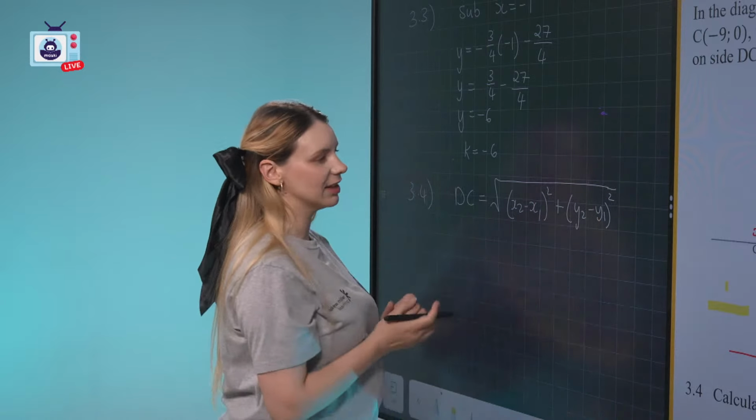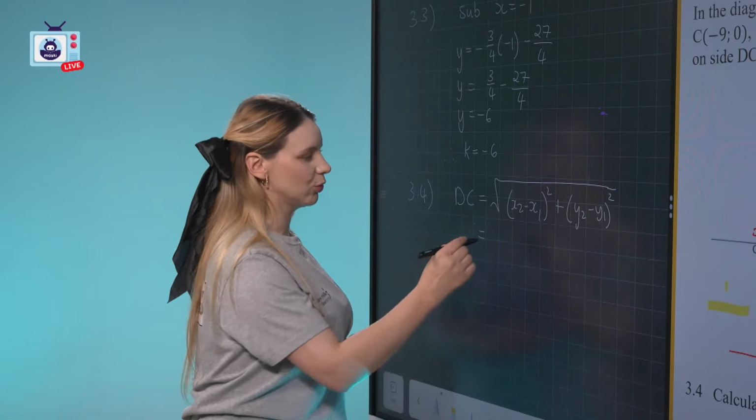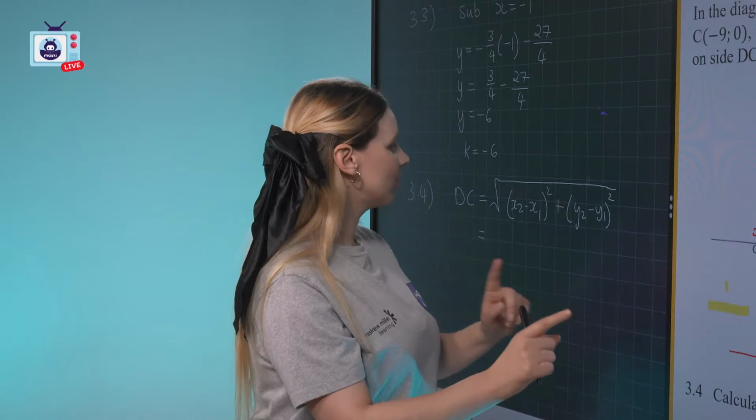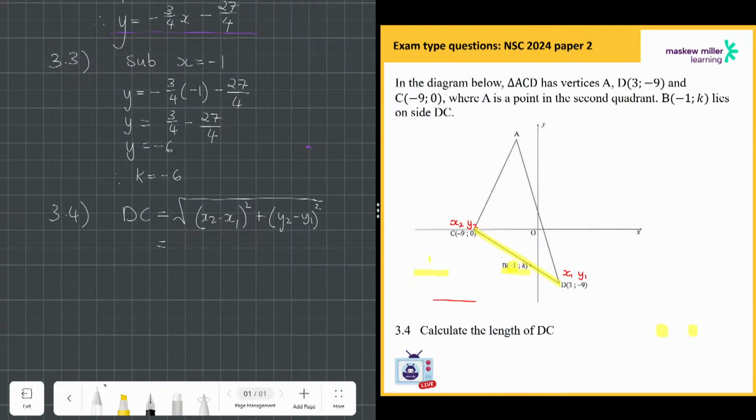That's the formula, that's it. So that's how we can remember. It is on your formula sheet if you do forget, so you can check over there. So what I'm going to do is, as you can see, I've already got x1, y1, x2, y2. I'm simply going to sub it in now because we are still working with point D and point C. So x2 is -9, and x1 is 3. Right, and then y2 is 0, and y1 is -9.